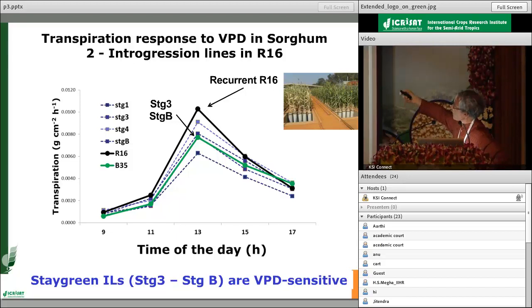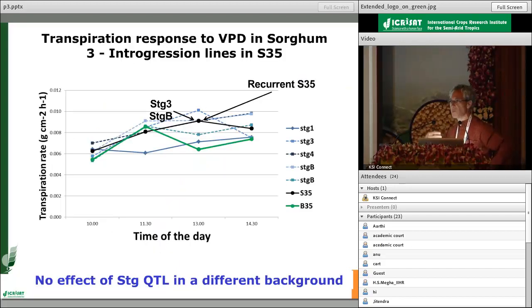And we've got two sets of lines. In fact, each of these data points is 4 to 5 lines, introgressed with either stay-green 3 or stay-green B. It's actually 3A and 3B. Sorry, I've not modified the slide. They do have that restriction. But the interesting thing is that when you look at that in a different background, the S35 background, there's no difference here. So in other words, the QTL doesn't have the same effect in different backgrounds. And that's something that we need to be very aware of. I mean, the QTL are basically not magic bullets that would work in every background.